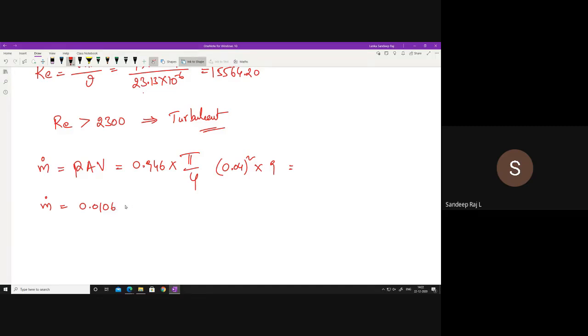Yeah, m dot is equal to 0.0106. Unit is kg per second. This is what he is asking you in the question. Right. So this is question A. Let's move to question B.